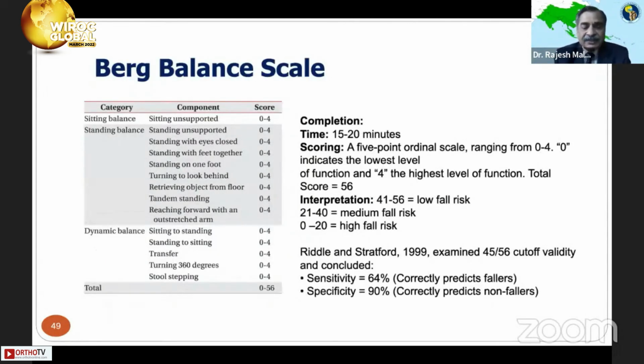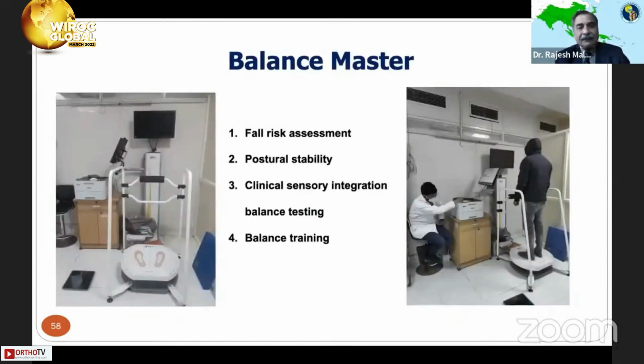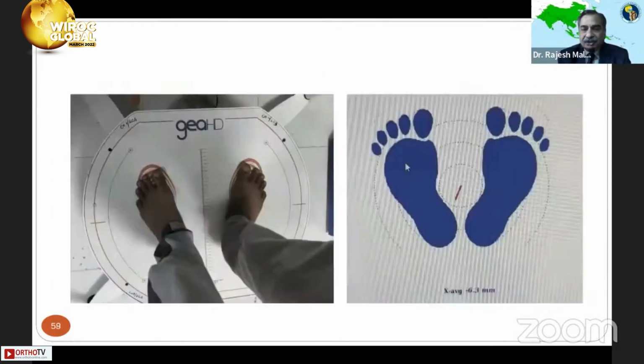The Berg balance test looks at the balance in the sitting position, standing position, and the dynamic balance. And in this list of all the tests which can be done, you will realize that the Berg balance test and the timed up and go test are highly sensitive and specific and can be routinely employed. We have this balance master, which is an equipment which is able to assess fall risk, postural stability, clinical sensory integration, balance testing, and balance training also.